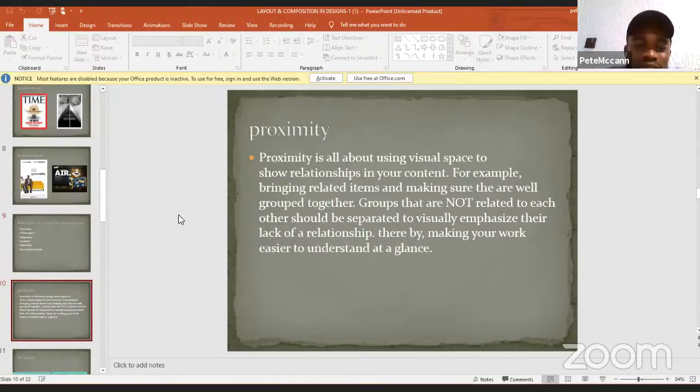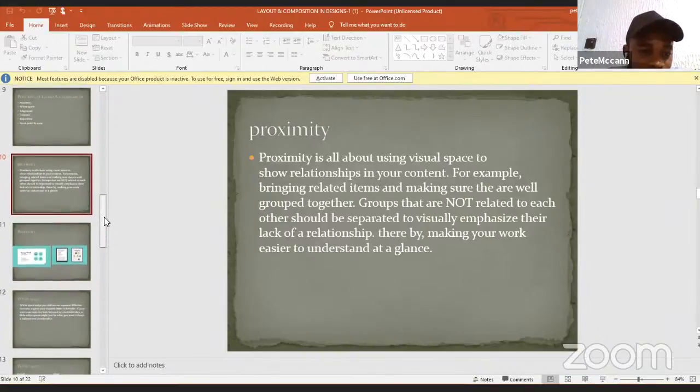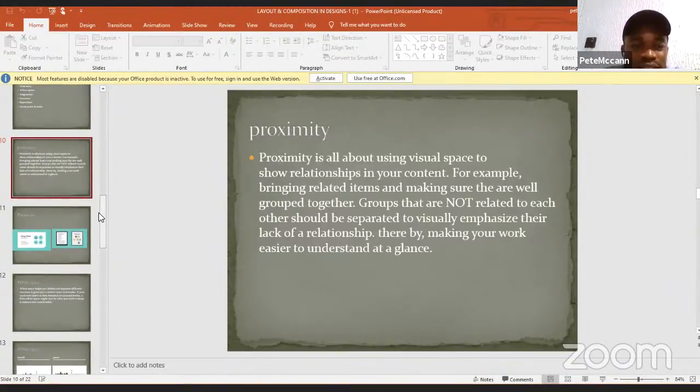And proximity is all about using visual space to show relationship in your content. For example, bringing related items together and making sure they are well grouped. Groups that are not related to each other should be separated to visually emphasize the lack of relationship, thereby making your work easy to understand at a glance. I've actually explained this in the magazine that I showed you. So I'm still going to show you some examples of proximity.